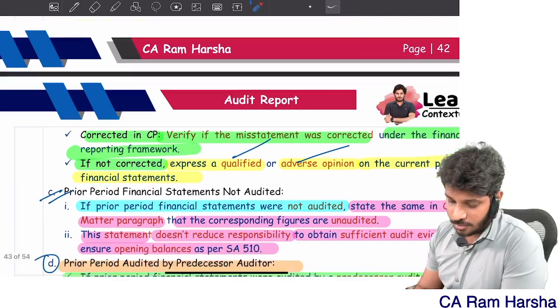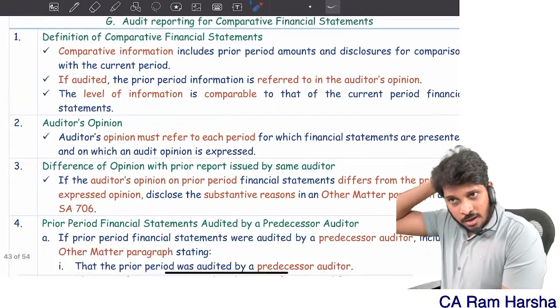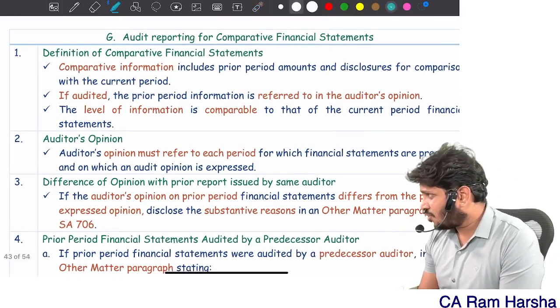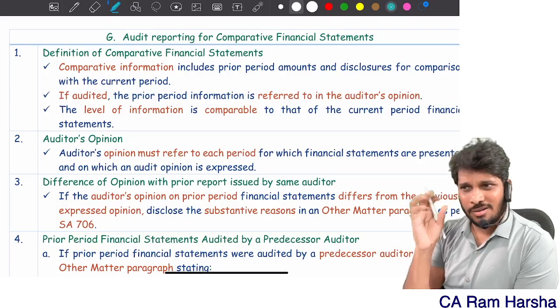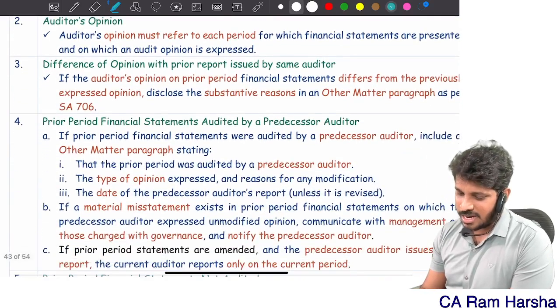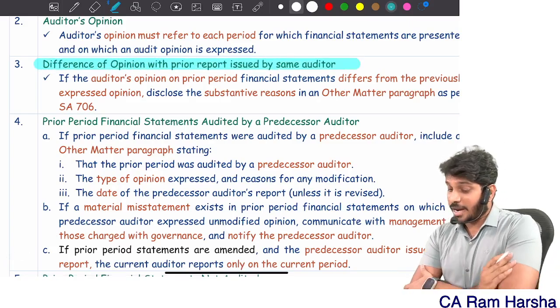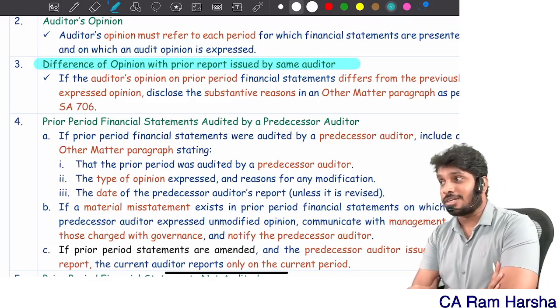Clear? Next. What is audit reporting for comparative information? More or less the same. Okay. Here only one small extra point will come. Conflict of opinion. There is one point: difference of opinion with a prior report issued by the same auditor.